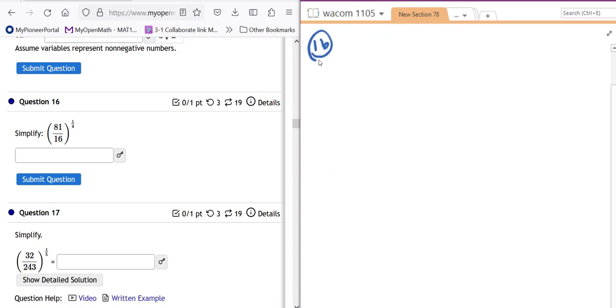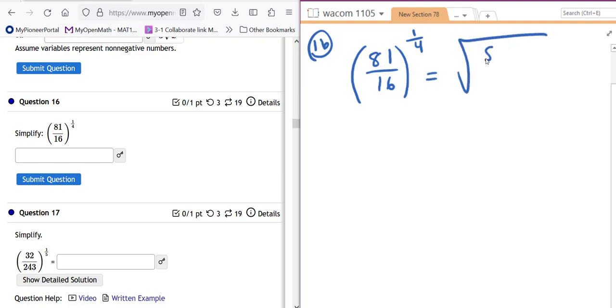All right, 16. So I have 81 over 16 to the 1/4. So this is a 4th root. If this would reduce, you would. So we'll go ahead and do the radical. And I can't think of anything to reduce it with. So we'll go ahead, whoops, bad mistake, Mrs. H. Put your index on.